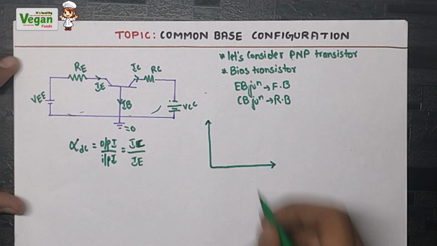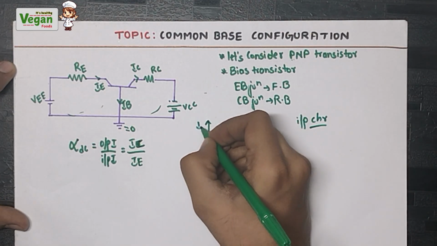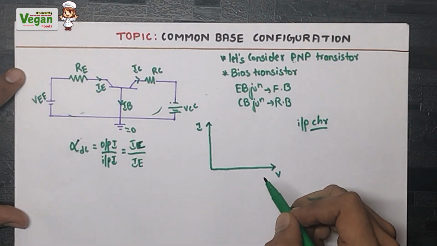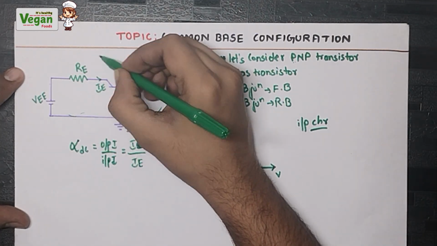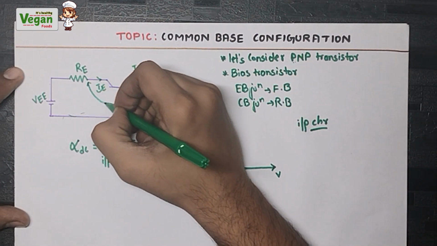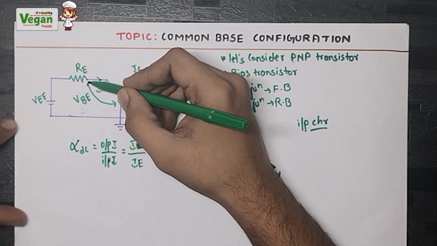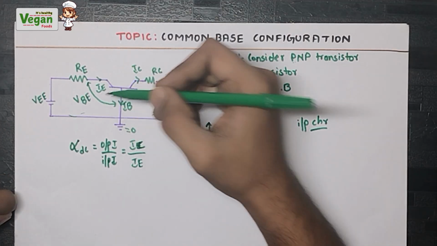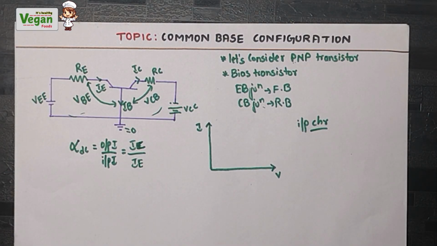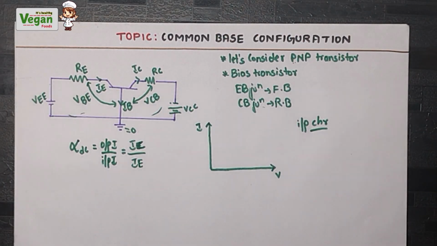Now let us consider the input characteristics of I versus V. What is I versus V? Current versus voltage. To plot the input characteristics graph, we must consider the left hand side as it is the input part for the common base configuration. What is the voltage right here? The voltage is VBE. What is VBE? VBE is the voltage at the emitter base junction, and VCB. What is VCB or VBC? VCB is the voltage across the base and collector junction.